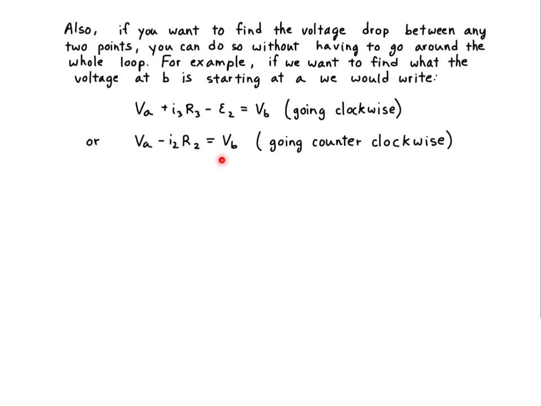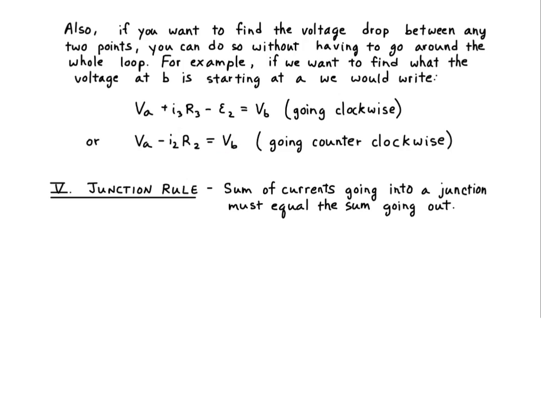Finally, we have our last rule, which is the junction rule, and that is, pick any junction. The sum of the currents going into that junction must equal the sum going out. So looking at our example circuit again, if we looked at the junction at point A, for example, then we see that I3 is coming in from the left into that junction, and I1 plus I2 are leaving that junction. So I3 must equal I1 plus I2. And again, I get to define any direction for the current. So as long as I'm consistent with everything else, it should all work out.